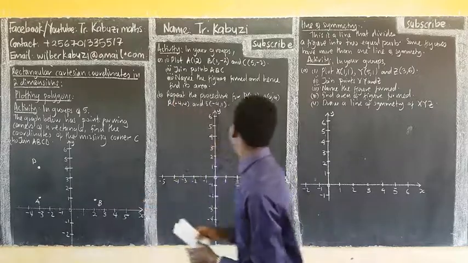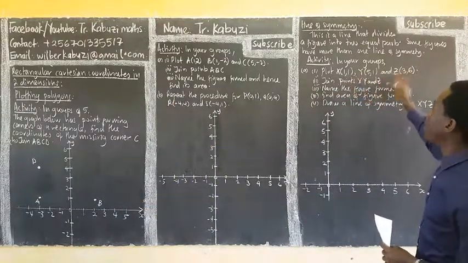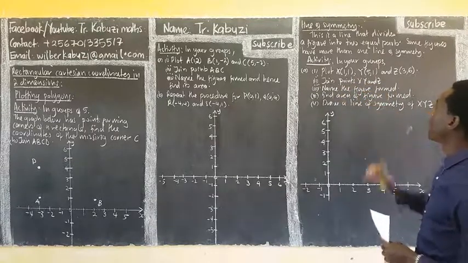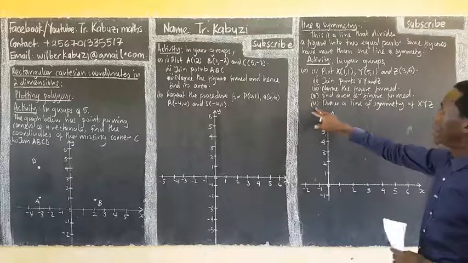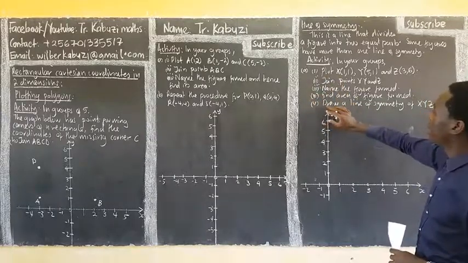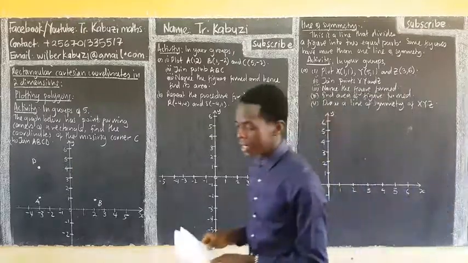So here you are going to do it in your group still. Plot X, Y, Z. Join the points X, Y, Z. Name the figure formed. Find the area of the figure formed. Then my most interest is, because we've seen the first 3, to draw a line of symmetry for X, Y, and Z.